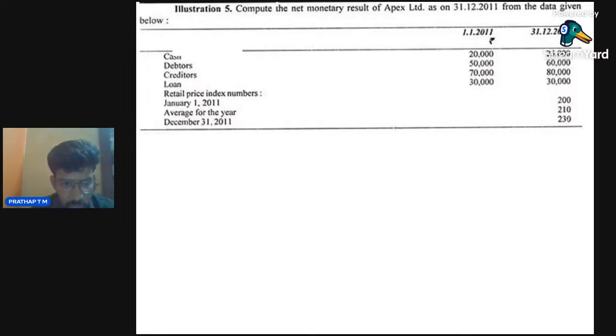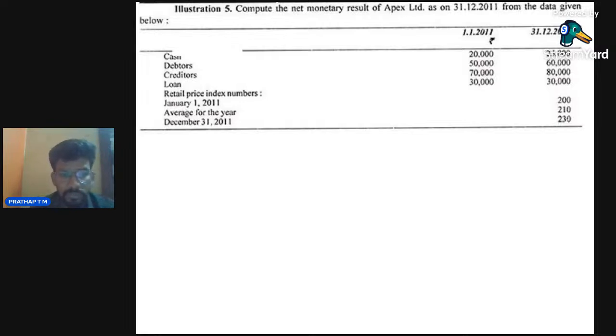This 10,000, you have to convert it to present value. In this case, you should be very careful about which one you take. We don't know when the 10,000 has increased, whether it is January, February, March, or in September, October. In that case, we are not able to consider one index value, either opening or closing. For that reason, we consider it as an average. So you have to make 230 divided by 210.